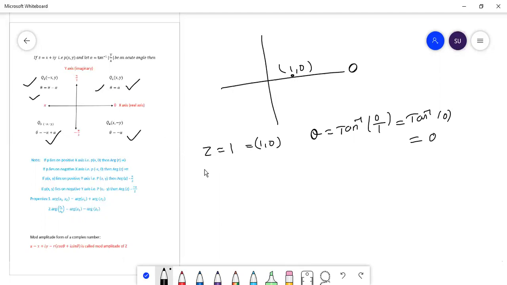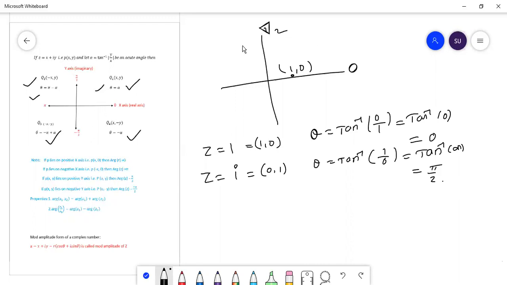In the same way, z is equal to i, that means (0, 1), then theta will be tan inverse of 1 by 0, which is equal to tan inverse infinity. Tan inverse infinity means pi by 2. It is undefined, so that's why it is pi by 2. If the point lies on the y-axis, that is (0, 1), the argument is pi by 2.